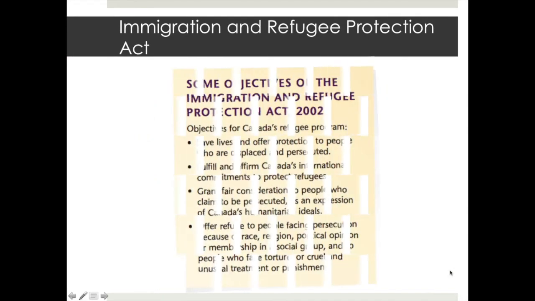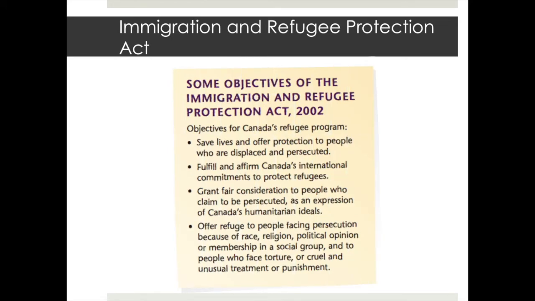Now I have another one that does deal specifically with refugees, and the objectives for Canada's refugee program, or the refugee part of this act, is to save lives and offer protection to people who are displaced and persecuted. So the idea of refugees is to take people in that are in danger or being discriminated against. To fulfill and affirm Canada's international commitment to protect refugees. So, lots of times the entire world gets together and says, hey, we all need to do our part in making sure that countries that are less fortunate, their people have a place that they can seek refuge at.